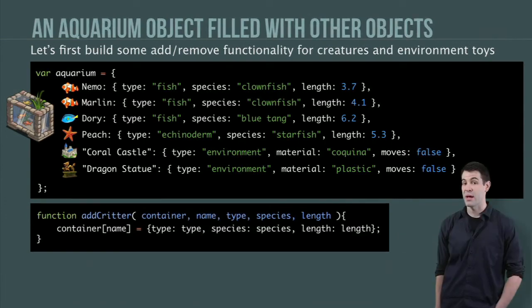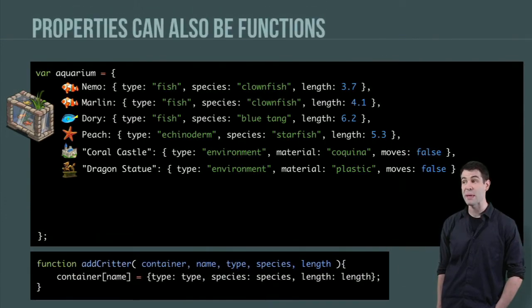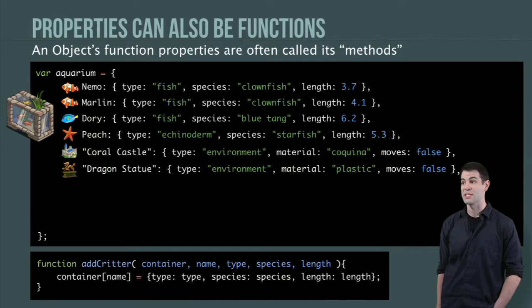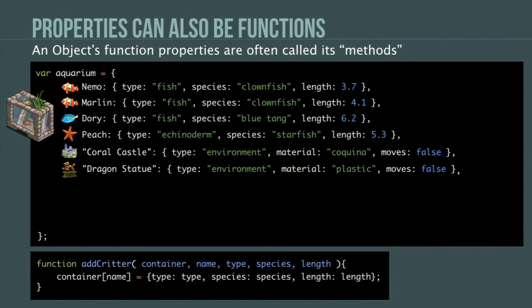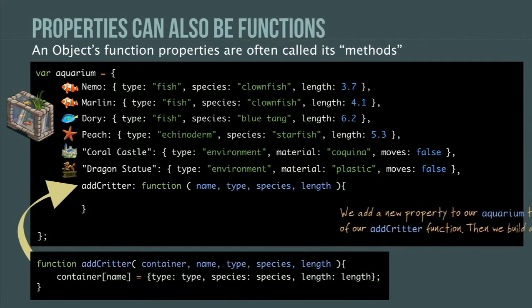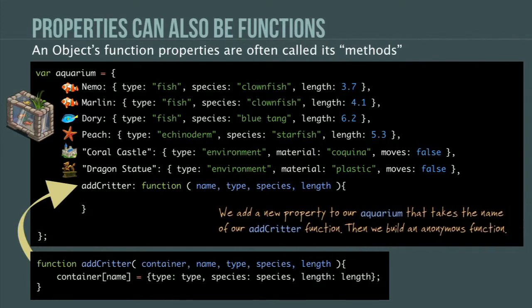The important thing about objects is that properties can also be functions. That's going to allow us to add our add critter function in. Something to be aware of is that you will often hear an object's function properties being referred to as its methods. So to add a new property that holds a function, we would just create an add critter property, much like we would create other properties, and then inside of it we would build an anonymous function.